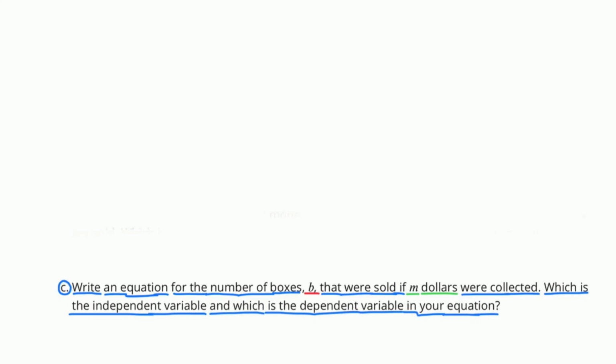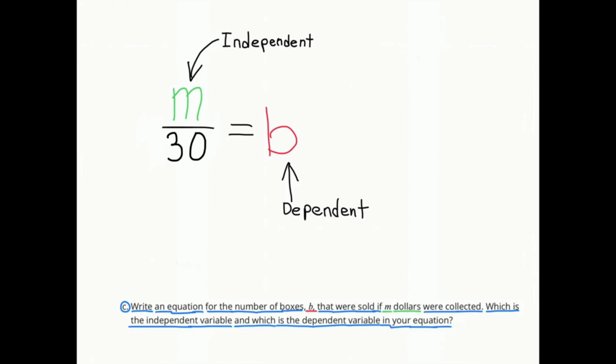C. Write an equation for the number of boxes, B, that were sold if M dollars were collected. Which is the independent variable and which is the dependent variable in your equation? The amount of money collected divided by $30 per box equals the number of boxes sold. So M over 30 equals B. The dependent variable is B and the independent variable is M.